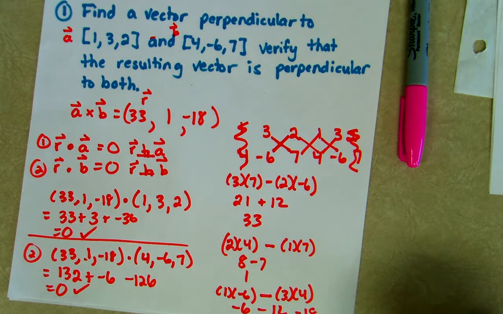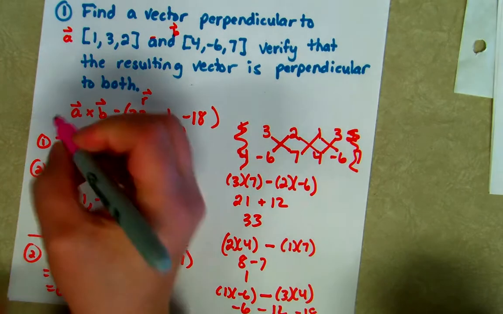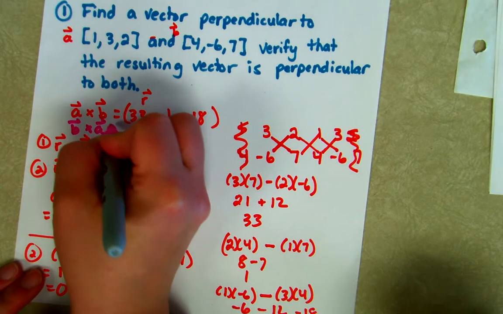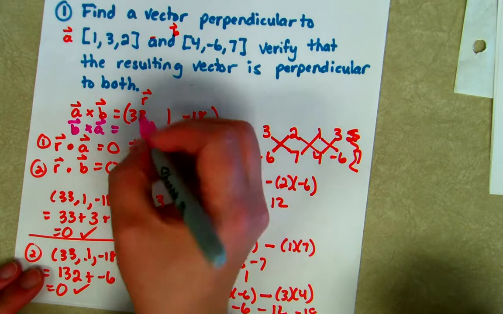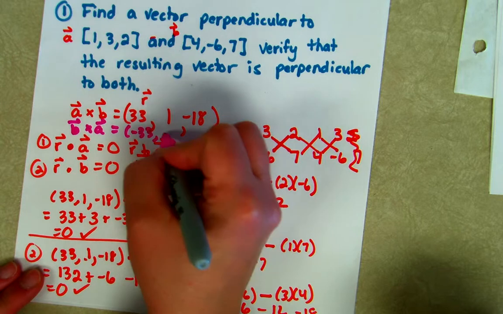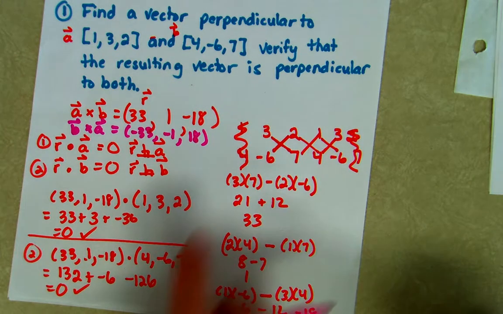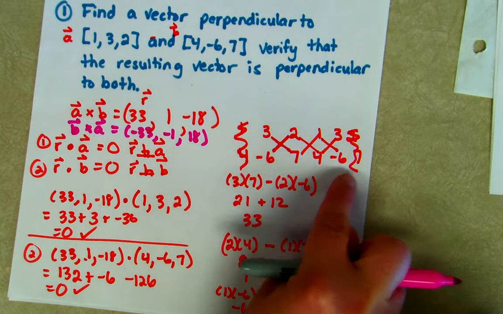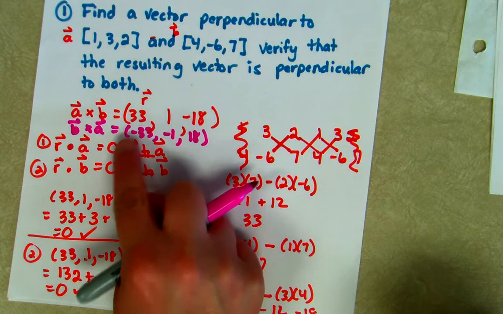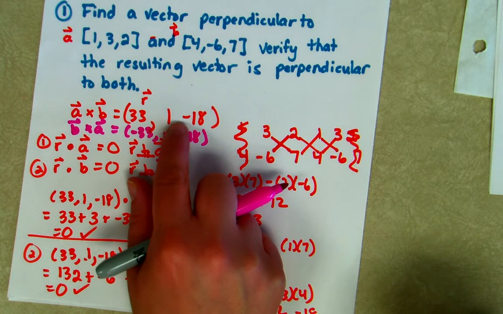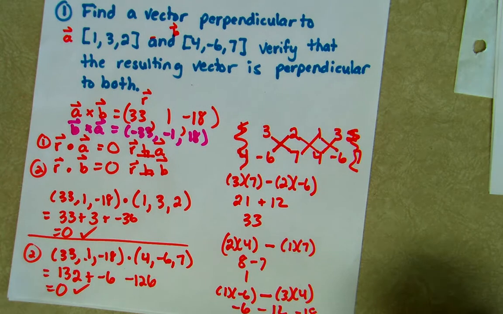If you did B cross A, I would get the exact same vector, but going in the opposite direction. You can verify that if you want to by putting B on top, A on the bottom, but A cross B is not equal to B cross A. We get opposite vectors. They're going in the different direction. And when we talk about torque in the application section, that will probably make a little bit more sense.